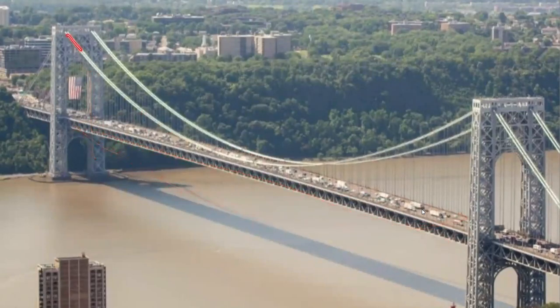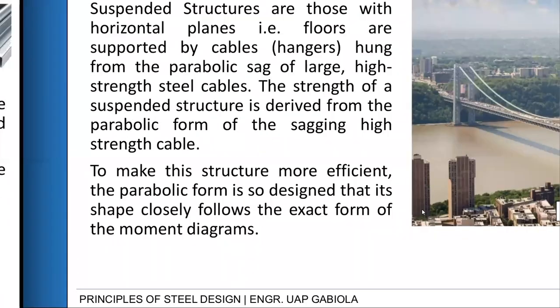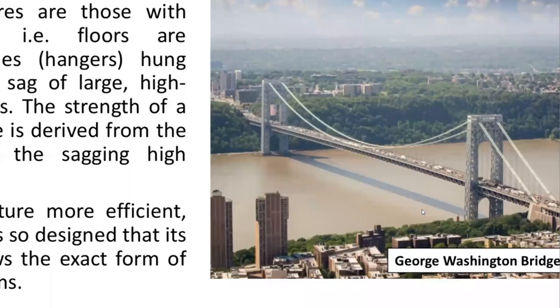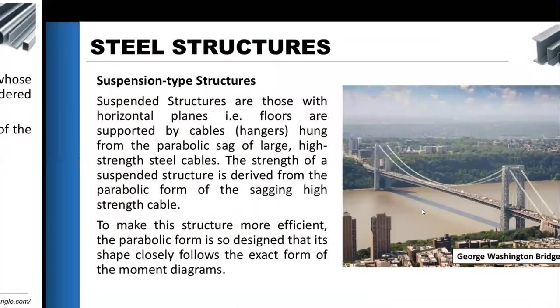And as you can see dito, yung cable naman along dito sa between piers nung bridge natin, naka-parabolic siya. So parang dinidepict niya yung parabolic shape ng saging or yung mismong moment diagram natin. Kasi sabi, yung suspension type structures are more efficient when the shape is closely the same nung ating moment diagrams. Okay? So, yan yung example natin, George Washington Bridge.